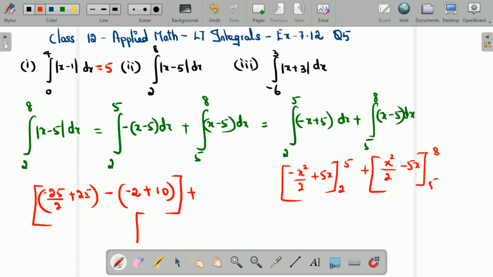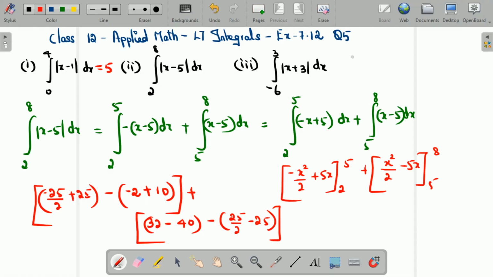Plus, let's perform for the second integration. When I apply the upper limit, it is 8 squared, 64 by 2. So that is 32 minus 5 into 8 is 40. So this is the upper limit for the second integration, minus, this is going to be 5 squared, that is 25 by 2 minus 25. Now let's work on removing the brackets.